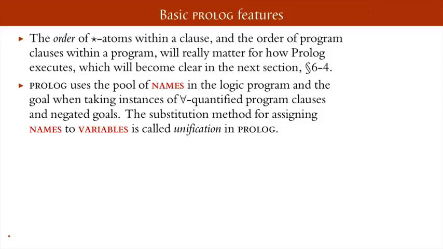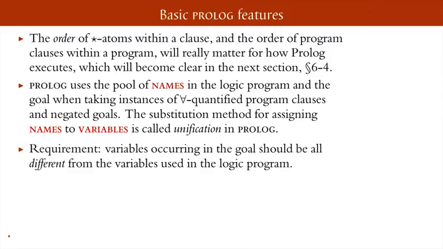PROLOG uses the pool of names occurring in a logic program and the goal when taking instances of universally quantified program clauses, as well as universally quantified negated goals. The substitution method for assigning names to variables is called unification in PROLOG. We will see it at work in the next lesson. Because of the way unification works, there is actually a requirement to use identifiers for variables in the goal that are completely different from the identifiers for variables used in the logic program.